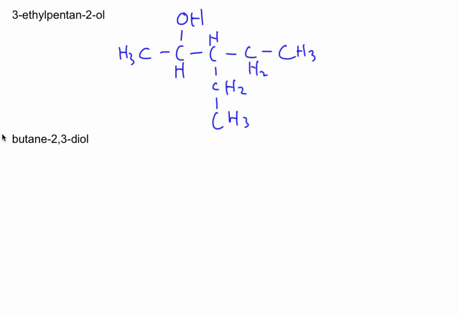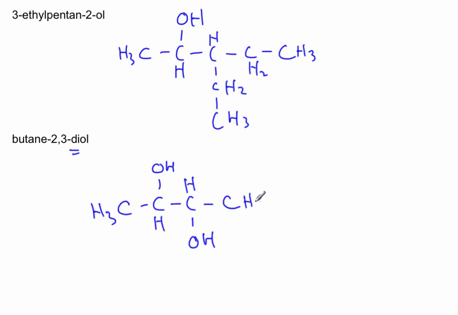Butane-2,3-diol. So again, the "di" is telling us there's 2 OH groups, and the numbers in front tell us where they are. So there's our butane, and there's a carbon 2 and a carbon 3 hydroxyl group. And that is a diol.